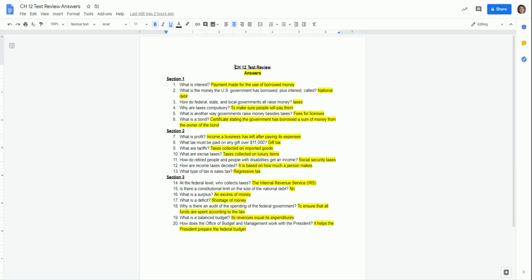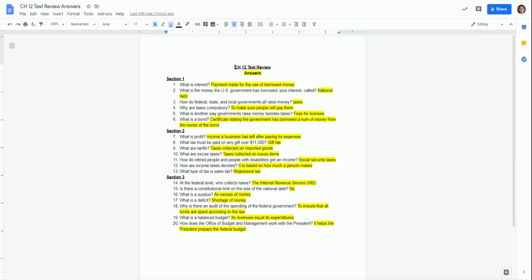Don't forget that another way that governments raise money is they charge fees for different licenses. So like when you go get a driver's license, you get a marriage license, contractor's license, you have to pay fees for that. And that's another way that governments can raise their money.